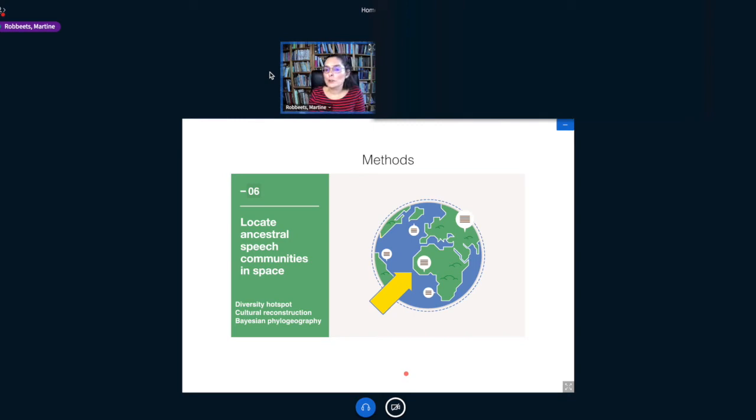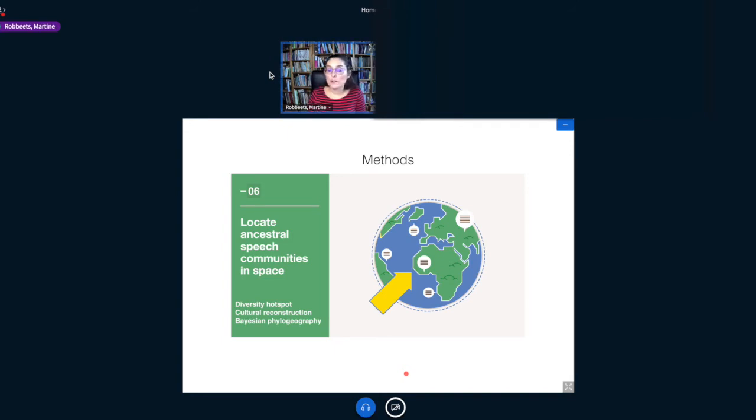A schoolbook example for that is the Austronesian languages. There we find a very high variety of Austronesian languages on only one island, that is Taiwan. And that's why people think that the Austronesian expansion started from Taiwan.